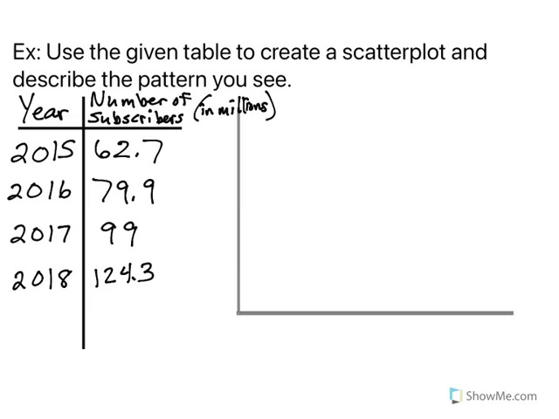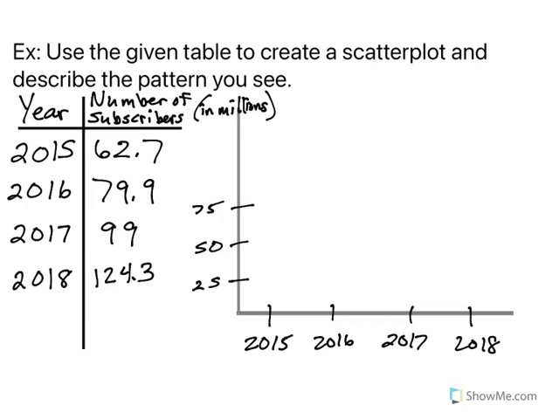So we have years 2015 to 2018. So I'm going to put that down here, 2015, 2016, 2017, and 2018. And then we have the number of subscribers in millions. So I'm going to go by 25s because we don't want any bias. We want our intervals to be equal, to avoid any bias. But these are in millions, so let's just put that over here. Okay.